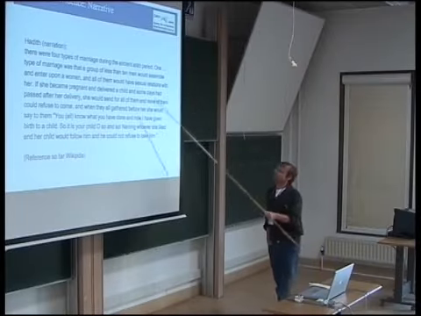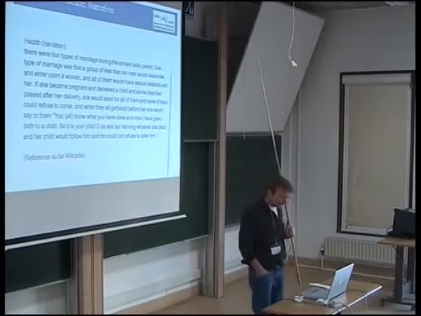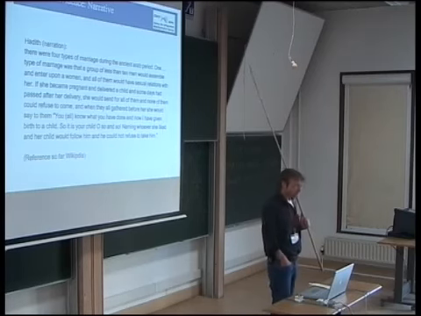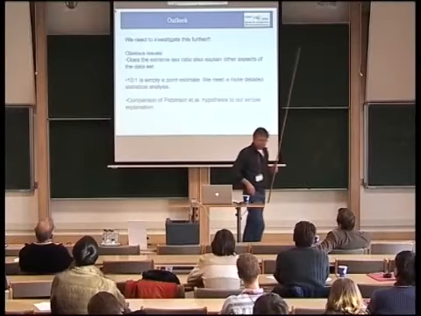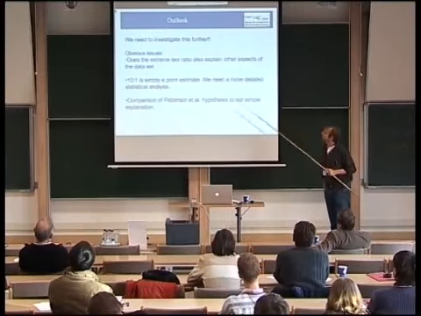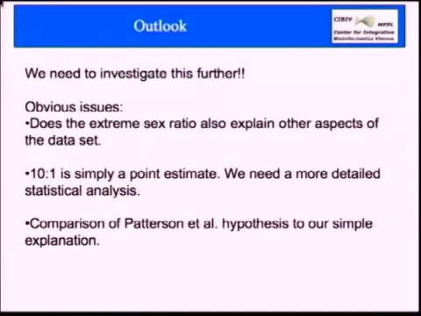So this is, of course, circumstantial evidence. The molecular biology evidence and the other evidence are probably not way off, but unfortunately, I must say, this is not the end of the story. Obvious issues are, does extreme sex ratio also explain other aspects of the data? That's something we didn't really look into. 10-to-1 is simply a point estimate. We need a more detailed statistical analysis, and I can tell you that the variability of this point estimate is really big. And I mean big.